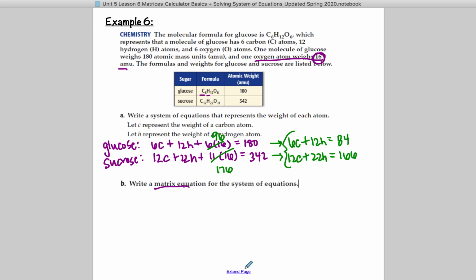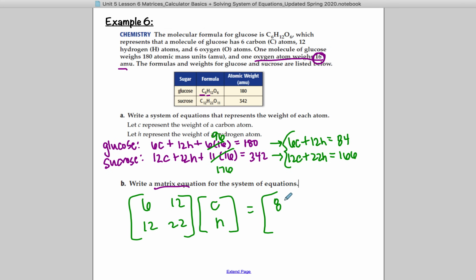All right. So we need to write a matrix equation. So we're going to take the coefficients, put them down first. So I would have 6, 12, 12, 22. Then I have my variable matrix. So my variables this time are not x and y, it's C and H. So C, H, and then it is equal to my constants.